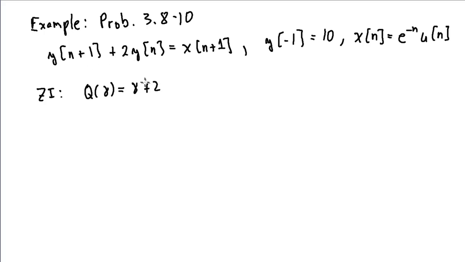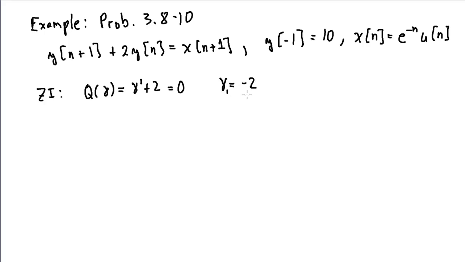It would be gamma to the first power plus 2. Again, these coefficients come down as multipliers, and then the advance becomes a power here. We're dealing just with a first order difference equation. I set this equal to 0 to obtain the characteristic equation, and then solve. I get this system has a single characteristic root of minus 2.